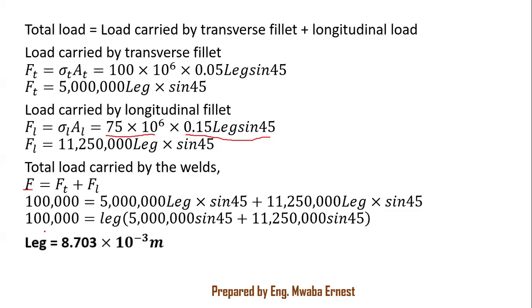Once you get your value, you find that your answer for the leg is 8.703 by 10 raised to power negative 3. Where would you find such a welding rod in case you have to? So we take 9 millimeters as the size.